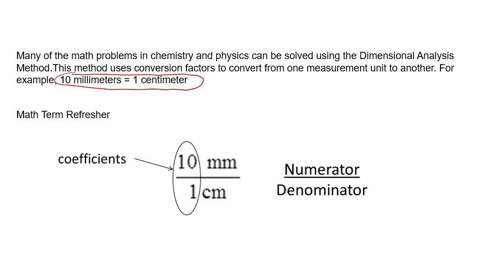So before we begin, let's do a little math refresher course. Coefficients, that means the numbers in front. Numerator is the number on top. Denominator is the number on the bottom.